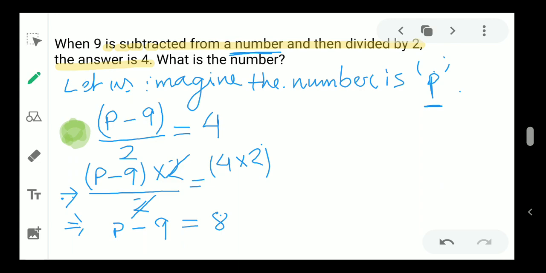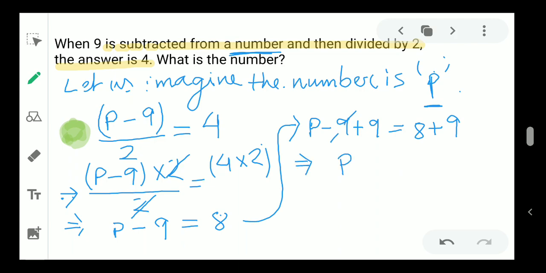Now what I have to do, so I am showing you here. Now see, if I add 9 here, this plus 9 and minus 9 will go. So this side also I have to do the same. So ultimately I got p, because this plus 9 and minus 9 will go, equal to 17.